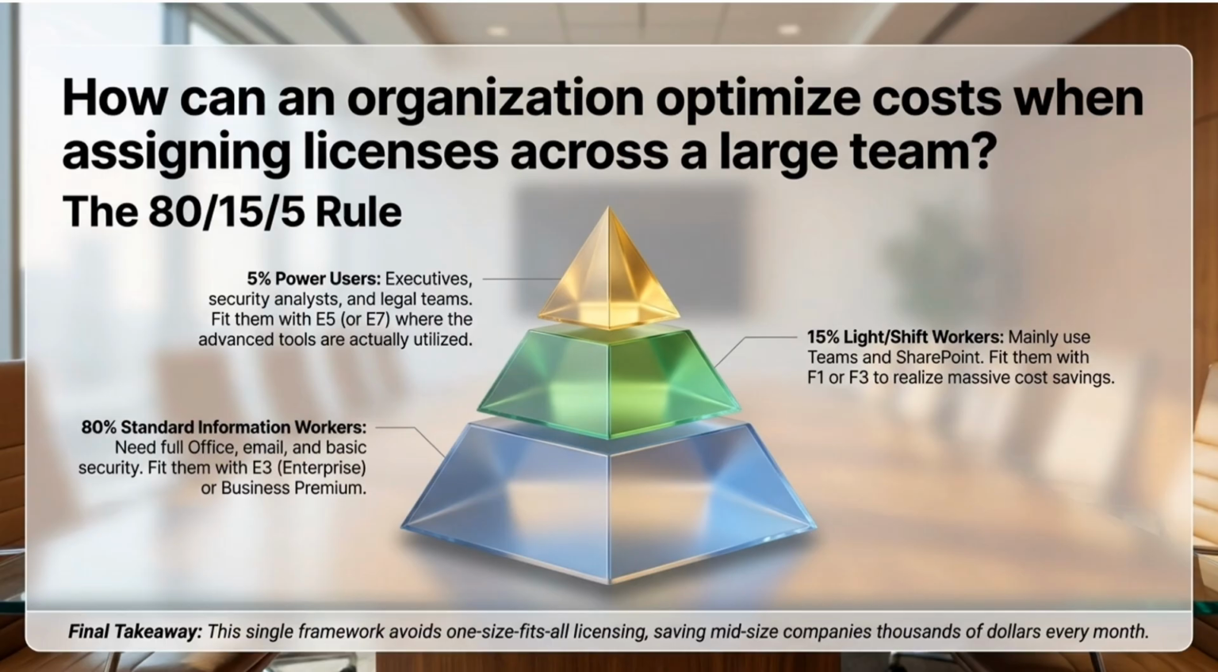15% of your users are light users or shift workers. They mainly use Teams and SharePoint and do not need a full inbox. For them, F1 or F3 makes far more sense and saves a lot of cost. The remaining 5% are your power users: executives, security analysts, compliance and legal teams. These are the people who actually benefit from E5 and now potentially E7 if AI agents are part of the roadmap. This single framework alone can save a mid-sized company thousands of dollars every month just by avoiding one-size-fits-all licensing.